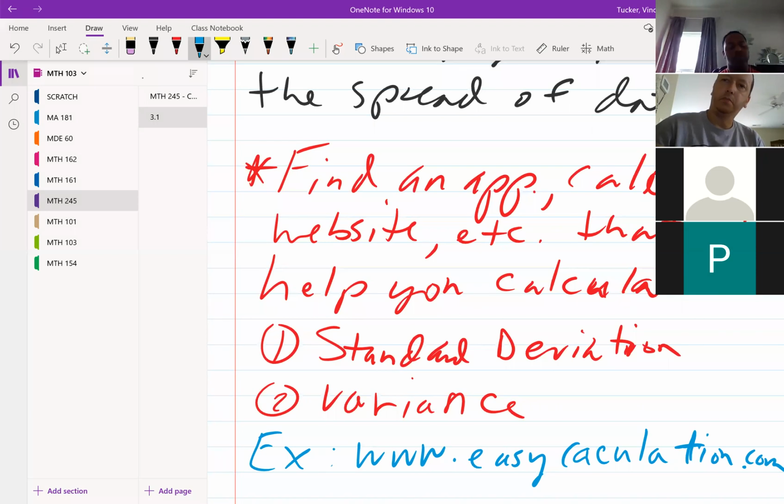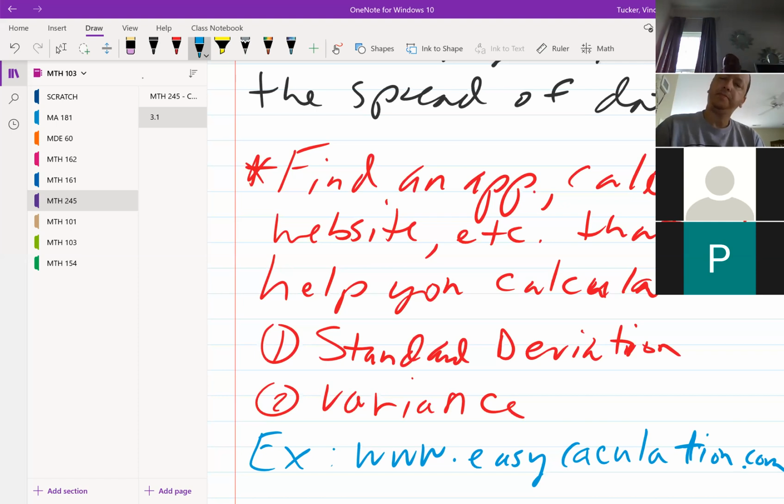You would need that chart so that you can go through each category and see where you may have miscalculated. But this book doesn't hold you accountable for that process. So you don't have to pay for anything. There's a whole bunch of free things out there. You want to find yourself an app, calculator, website, or something of that nature that will help you calculate the standard deviation and the variance. An example of that is easycalculation.com.